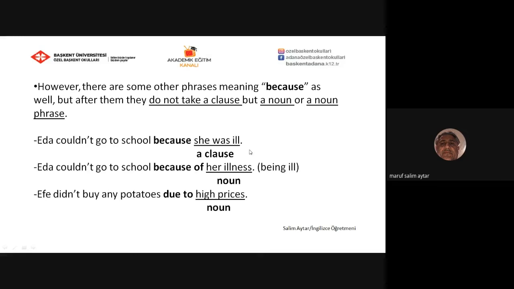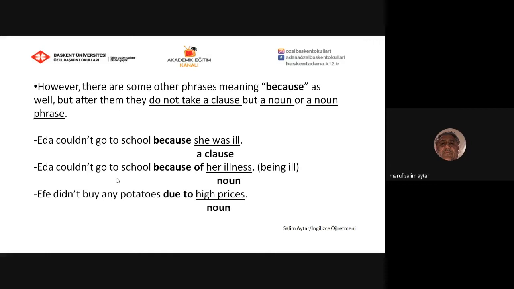See how we make a verb into a noun. We take the base form of was. What is the base form of was? The first form of it? It is be. Okay? And by putting -ing to the end of the base form, we make it into a noun. So it becomes a noun phrase. Eda couldn't go to school because of being ill or because of her being ill.